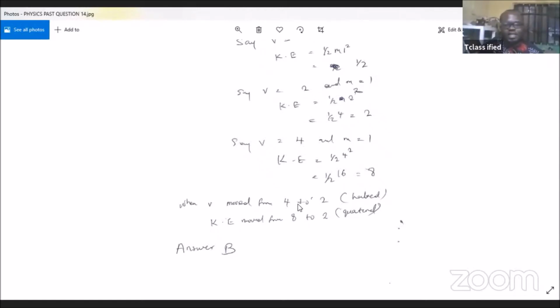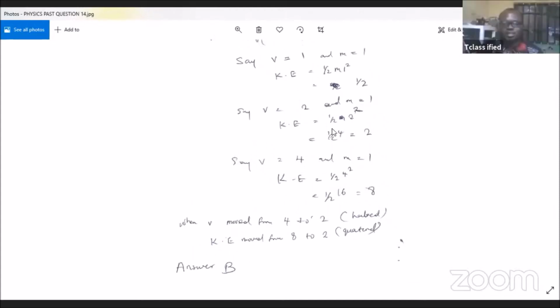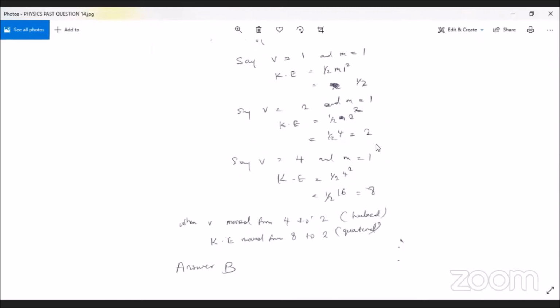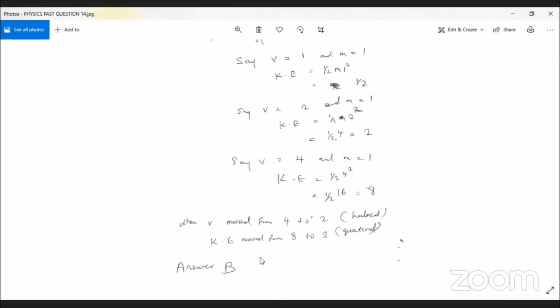If you forget about moving from 4 to 2 and you consider moving from 2 to 1, the same thing happens. From 2 to 1, you can see that the KE is moving from 2 to half. So what's the relationship between 2 and half? 1/4 of 2 also gives you half. So the answer is quarter. Okay, sir.